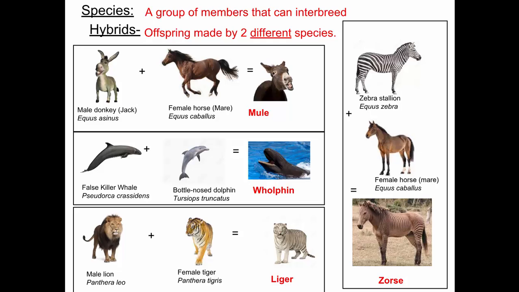So the zebra hybrids are called zebroids in general, and then each individual combination is called a zorse or a zonkey. And again, you have the pattern of fur coloration of the zebra, but you also have characteristics of the horse. Here's some more.